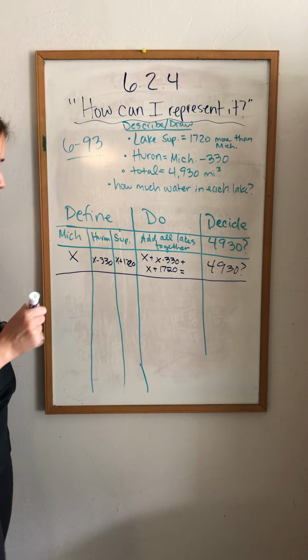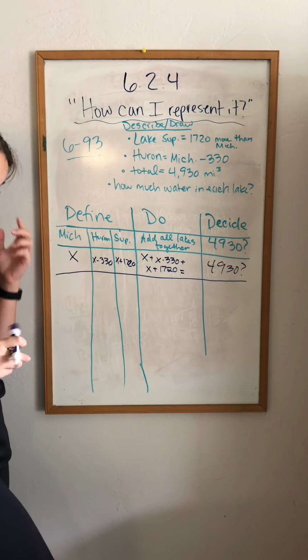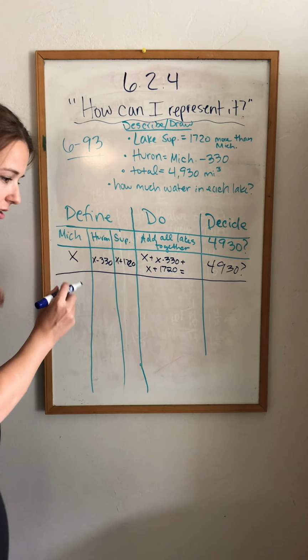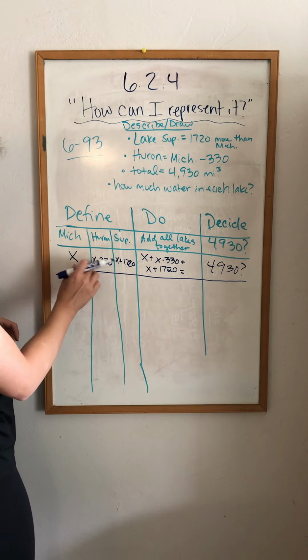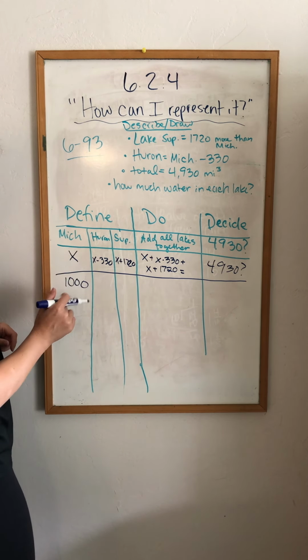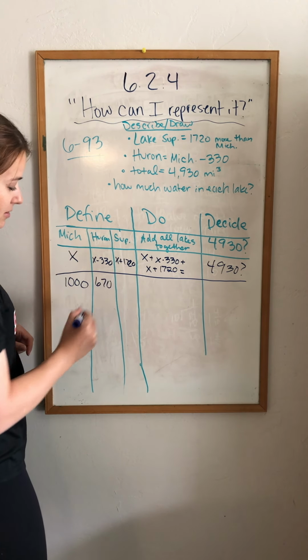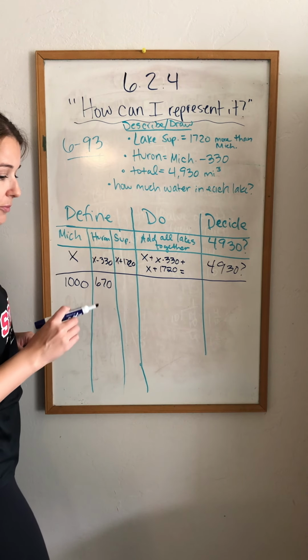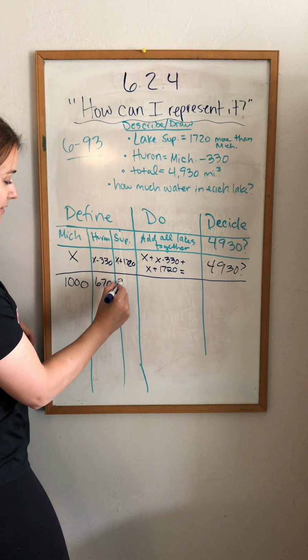Actually, I'm going to keep this for your trials. So here's what I did. I picked a number that I thought might work, and I picked 1,000. And so now I'm just going to plug 1,000 into my expressions that I made. So 1,000 minus 330 was 670. And I did this all beforehand. And 1,000 plus 1,720 was 2,720.